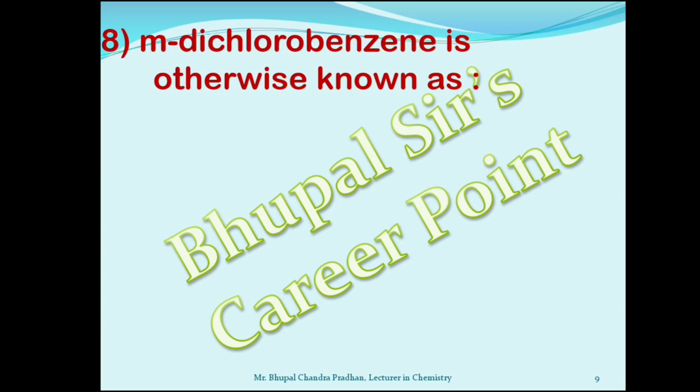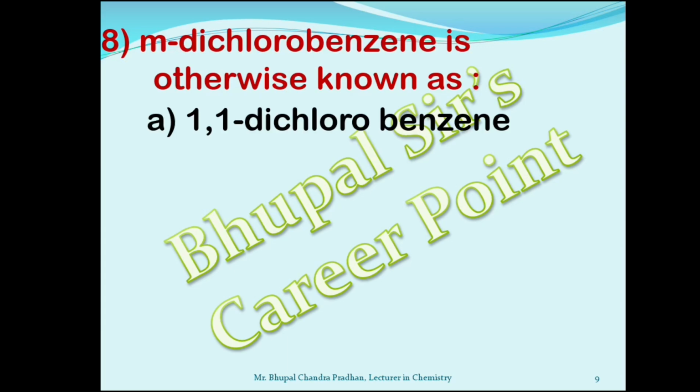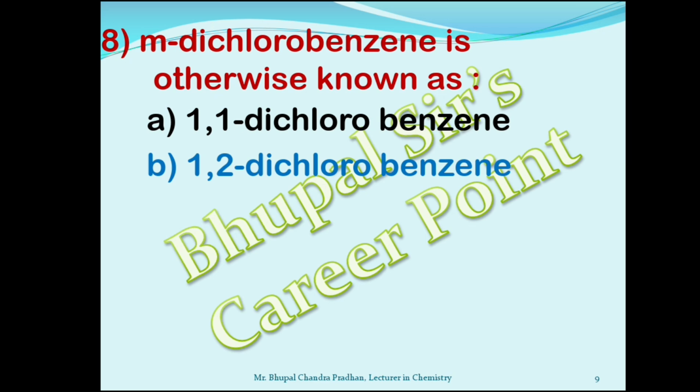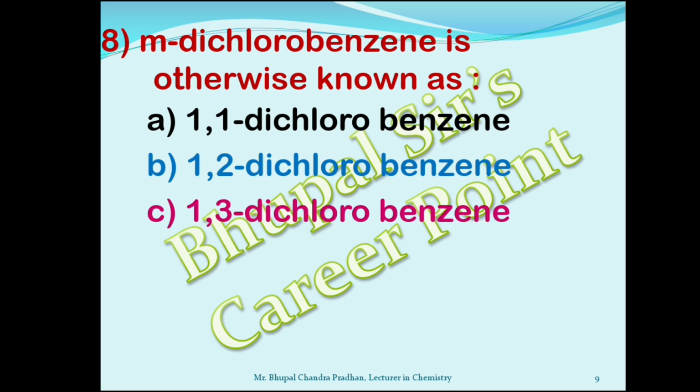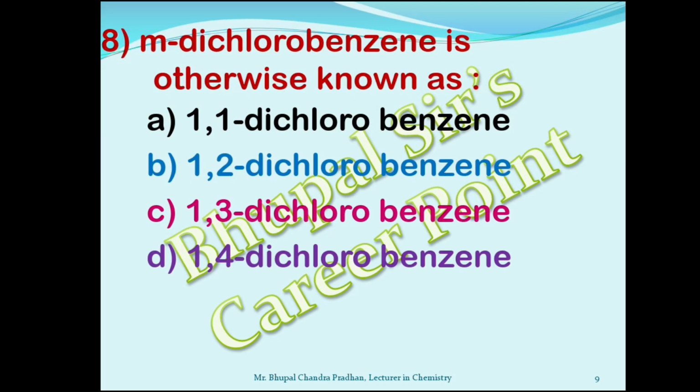Meta-dichlorobenzene is otherwise known as this. Option A, 1,1-dichlorobenzene. Option B, 1,2-dichlorobenzene. Option C, 1,3-dichlorobenzene. Option D, 1,4-dichlorobenzene. The students try to give the answer.